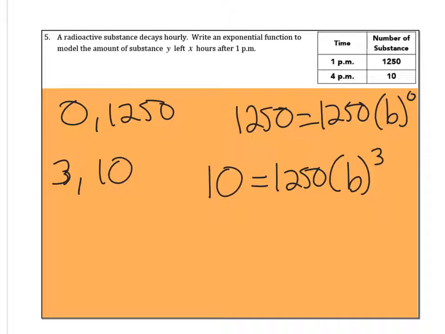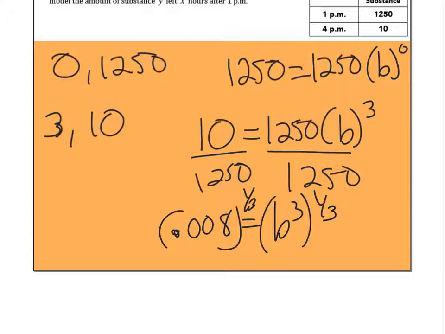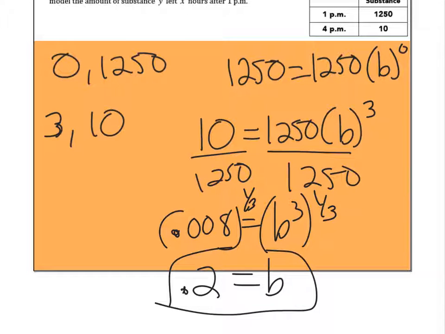So what I can do here is divide by 1250. And I should get a decimal, so that's going to be 1 divided by 125. So it's going to be 0.008 equals b to the 3rd. So what I do then is I raise it to the 1/3 because that will cancel it out. So if I raise my answer to the 1/3, I'm going to get 0.2 as my answer.